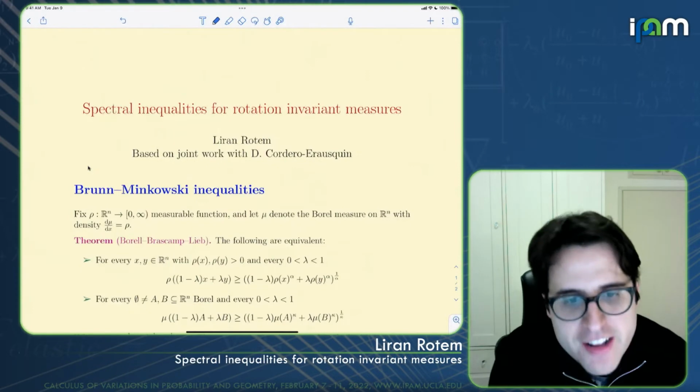So everything that we talk about is joint work with Dario Cordero from Paris. And let me start by reminding you a little bit about Brunn-Minkowski inequalities.